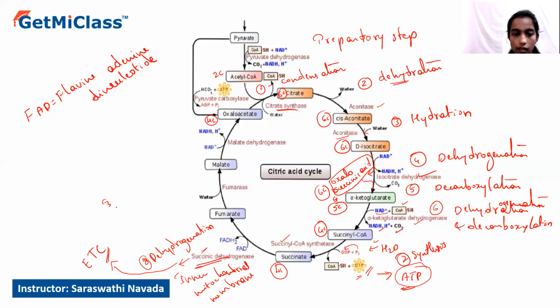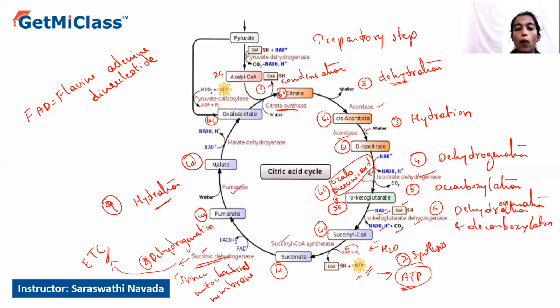the next is the 9th step. So the 9th step is called hydration, where a water molecule will be added to this fumarate in order to form one more 4-carbon acid, that is called malate or malic acid. And the reaction will be catalyzed by the enzyme fumarase.